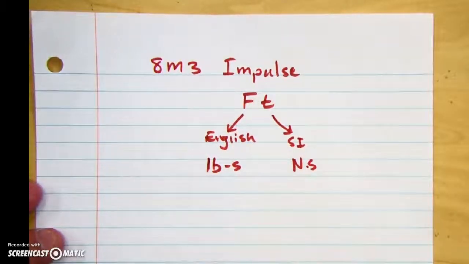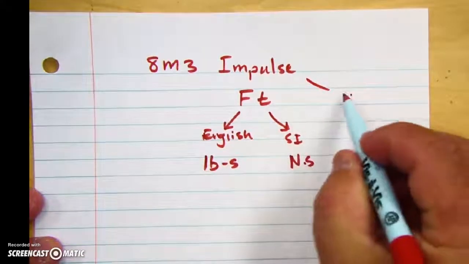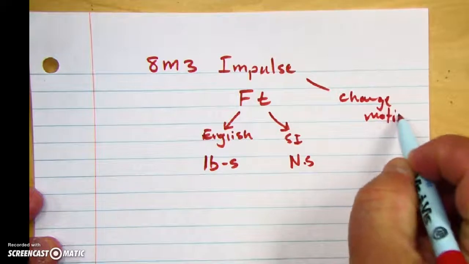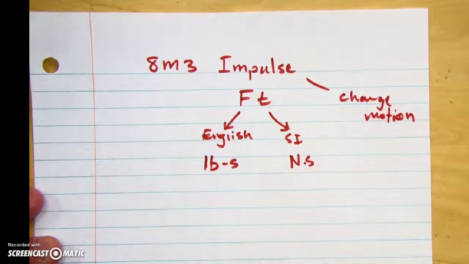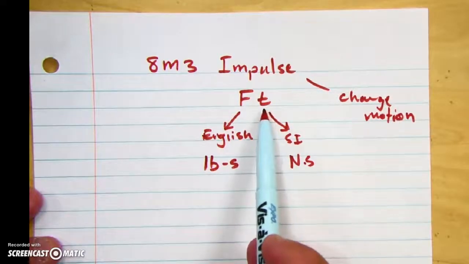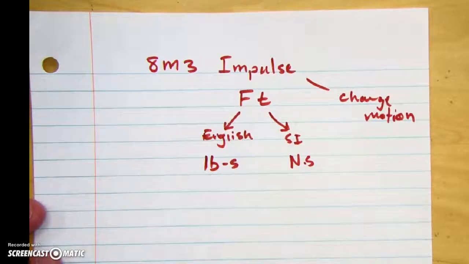Now, a key thing to understand about impulses is that impulses are required to change motion. Because in order to change the motion of anything, I need a force, and the force has to act over some time. So that's one of the key things about it.